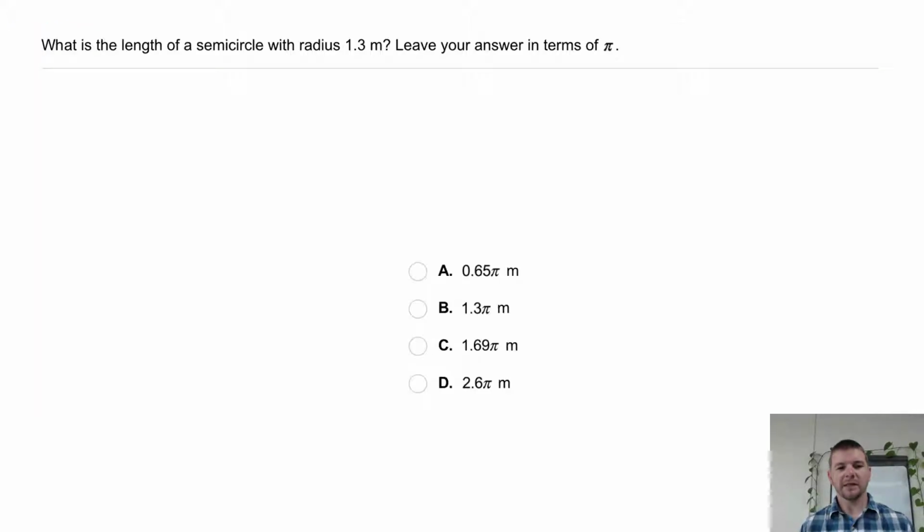Your turn. What is the length of a semicircle with radius 1.3 meters? Leave your answer in terms of pi.